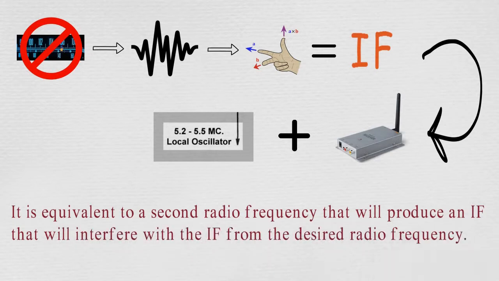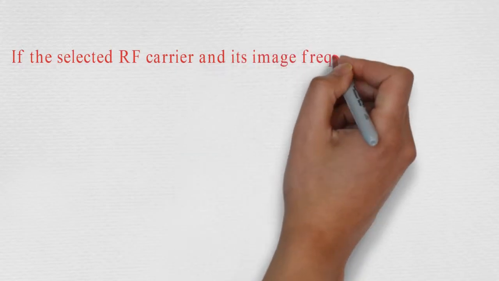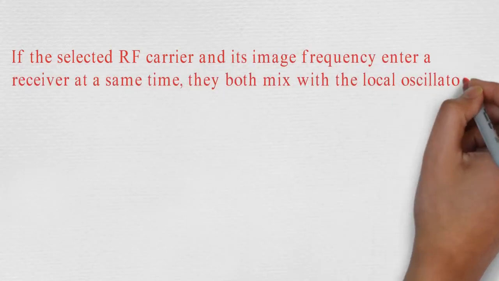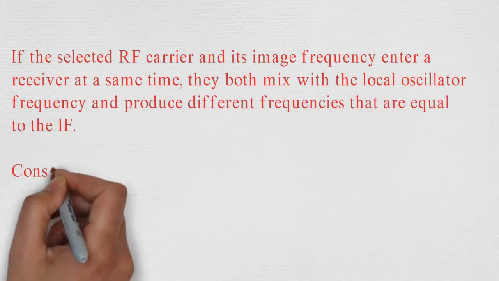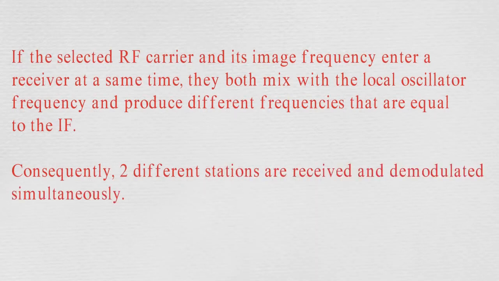It is equivalent to a second radio frequency that will produce an IF that will interfere with the IF from the desired radio frequency. If the selected RF carrier and its image frequency enter a receiver at the same time, they both mix with the local oscillator frequency and produce different frequencies that are equal to the IF. Consequently, two different stations are received and demodulated simultaneously.